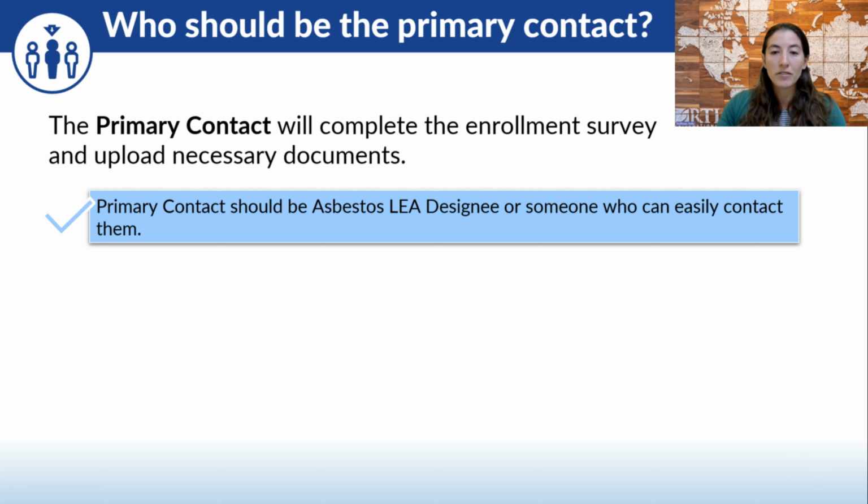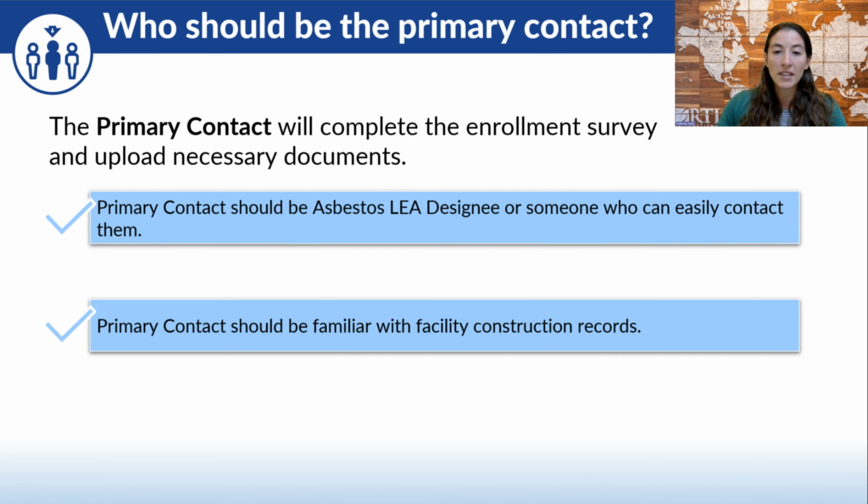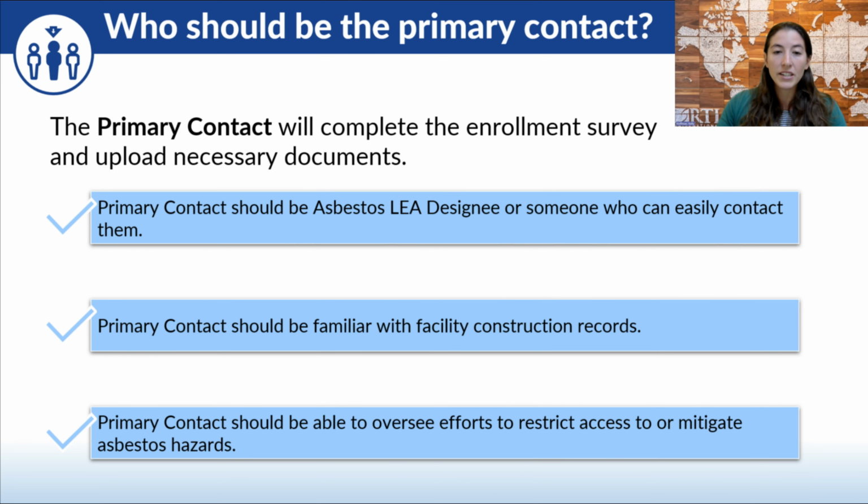So who should be the primary contact? The primary contact should be familiar with any asbestos inspections that have already been conducted at your facility. They should be familiar with the layout of all buildings at the facility. And additionally, if asbestos hazards are identified at your facility, the primary contact should be able to oversee the efforts to restrict access to or mitigate these hazards.